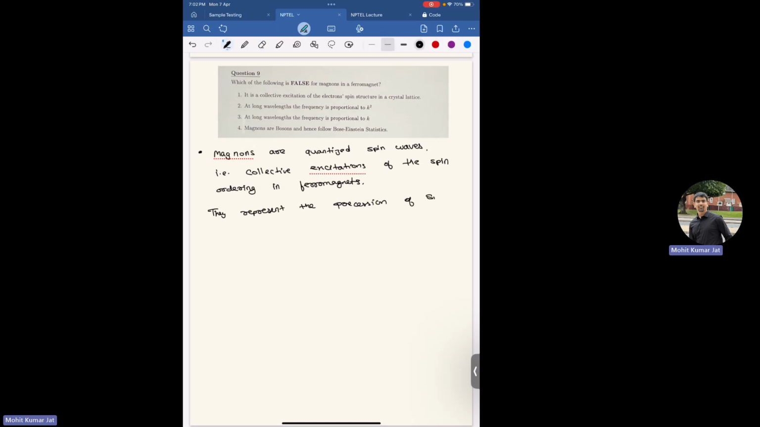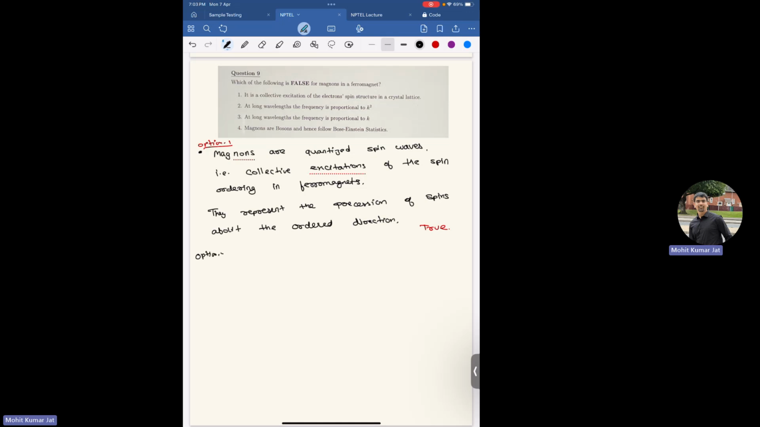Precision of spins about the ordered direction, whatever the ordered direction is, because they are in the ferromagnet. This implies option 1 is true, because it is a collective excitation of the electron spin structure in a crystal lattice, that is in the ordered state. At long wavelength, the frequency is proportional to k square. This we have discussed in the class also.